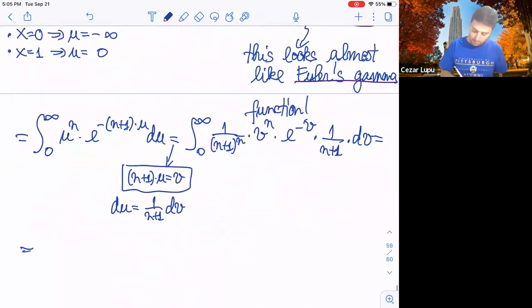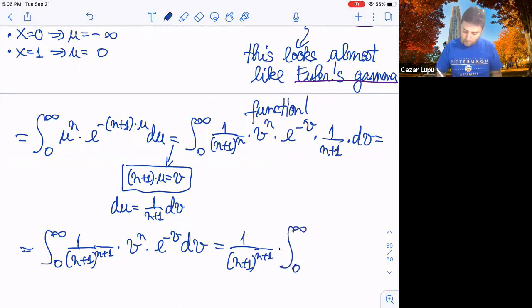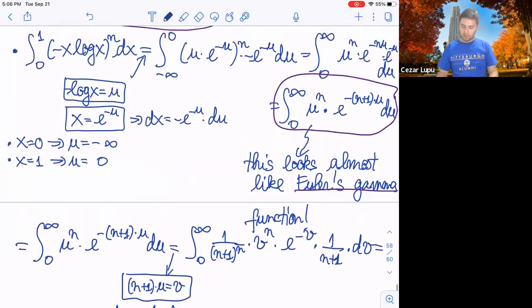This looks really nice. So this would be 1 over n plus 1 to the power n plus 1 times v to the n times e to the negative v dv. All right, which will be 1 over n plus 1 to the power n plus 1 times the integral from 0 to infinity of v to the n times e to the negative v dv. All right, and now let's put everything together.